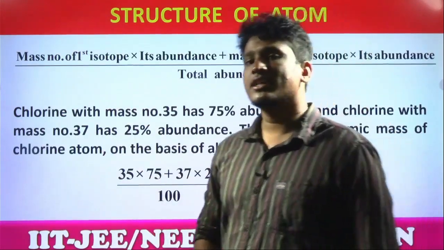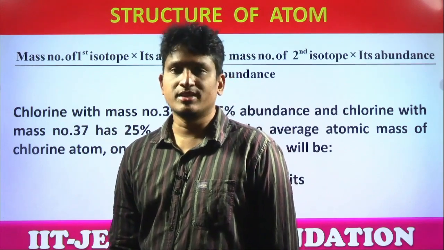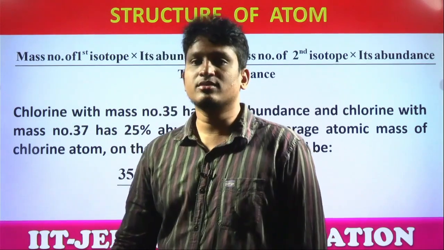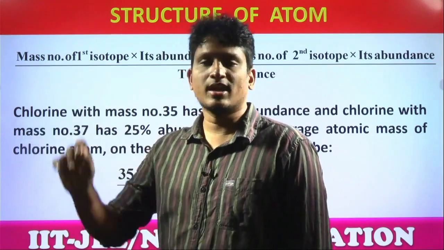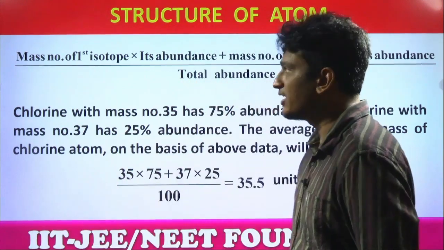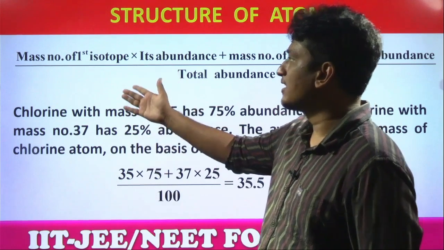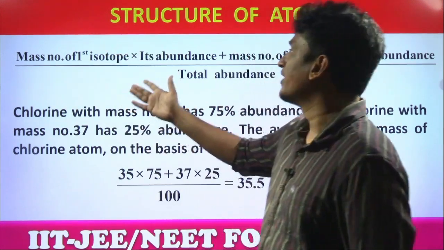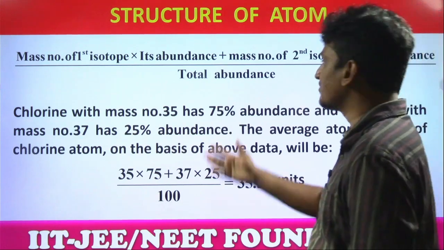Next, while finding the mass of all these elements, we definitely need to consider isotopes of different elements. For example, hydrogen means there is only one proton. Can we write 1 gram? No. We have to consider deuterium and tritium also. So we have a formula to find the relative atomic mass. Students, the formula is the mass number of the first isotope into its abundance plus the mass number of the second isotope and its abundance, by the total abundance.